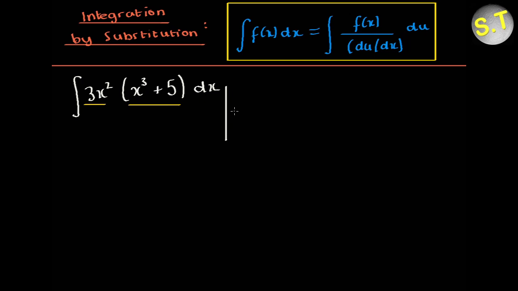So if we choose our u value to be equal to x cubed plus 5, if we take its derivative with respect to x, that gives us du by dx is equal to 3x squared. And this in turn means that dx is equal to du over 3x squared.